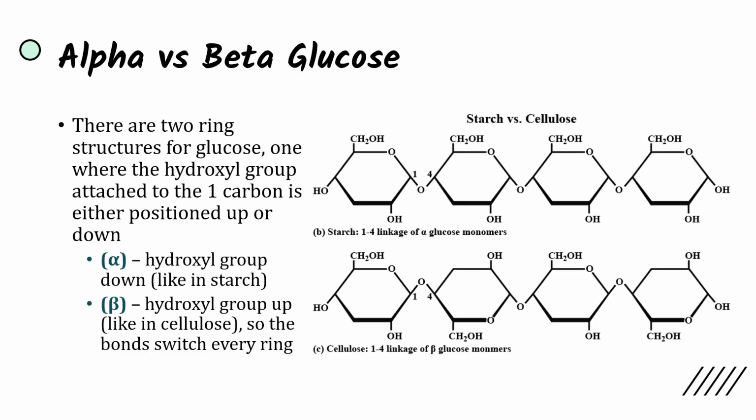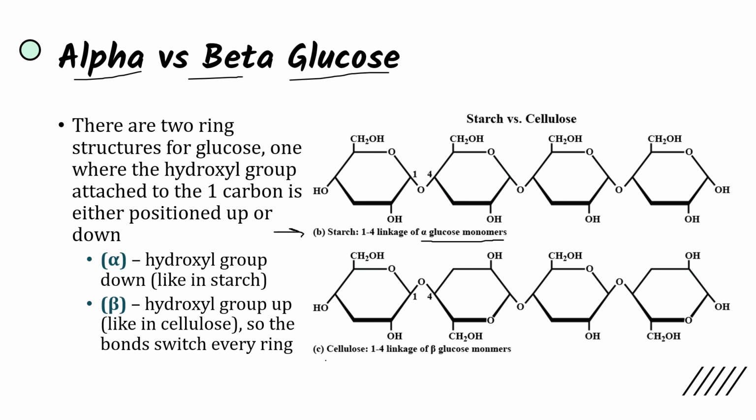Even with a similar structure or a similar chemical formula, we can have the exact same monomer but result in a different polymer when we talk about alpha versus beta glucose. There are two ring structures for glucose, one where the hydroxyl group is attached to the one carbon and is either positioned up or down. Within starch, we have 1,4 linkages of alpha glucose monomers, and in this case, the hydroxyl group is always going to be facing down.